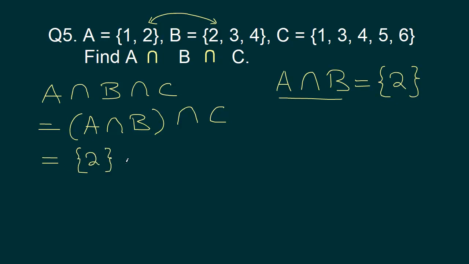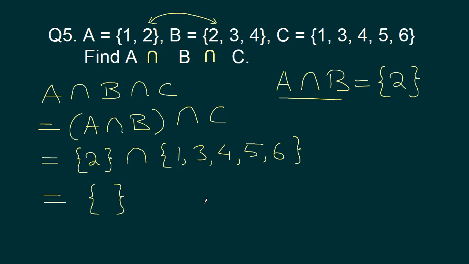So here we have 2, and now we have to find the intersection with our set C, which is 1, 3, 4, 5 and 6. And now we realize, is the element 2 present in this set? It is not present. That means the answer to this question is an empty set, or a null set, or a void set, which we represent by the symbol phi. So this is how we solve questions involving intersection of 3 or more sets.